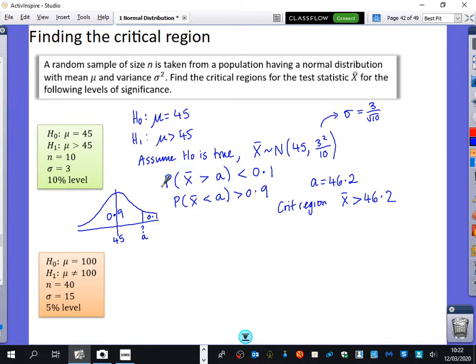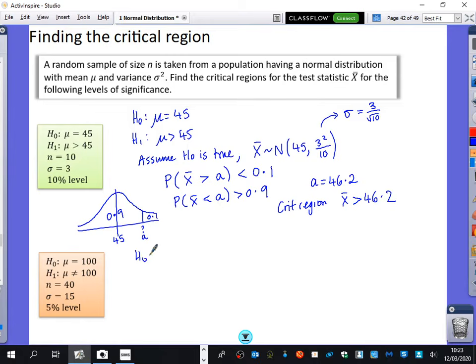Good. There is not enough evidence to reject H0 because 46.15 is not in the critical region. Now, it makes sense that it has to be bigger than 46.2, because if you measured 10 things and got an average of 48, you would think, wow, that's really far above the population mean. That makes me think I should reject H0 and say that the mean is greater than 45. So let's try this next one.